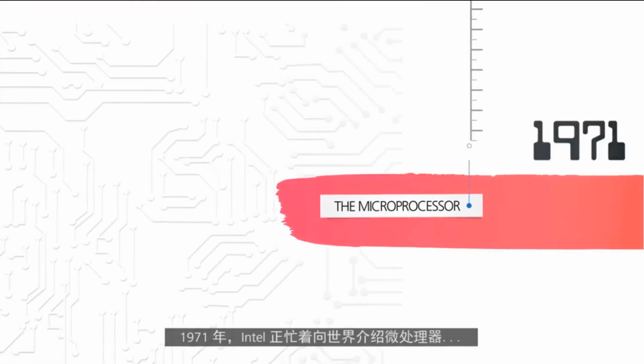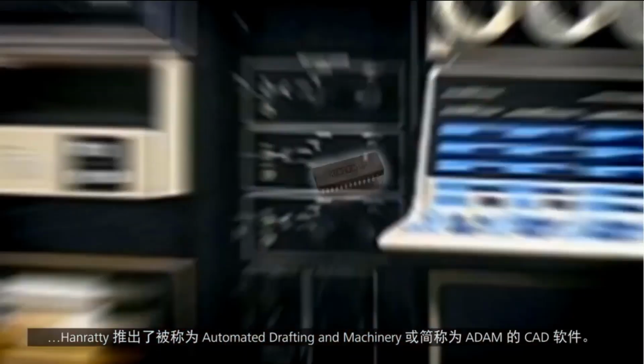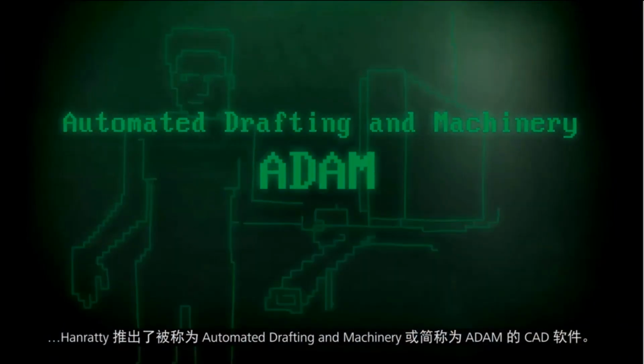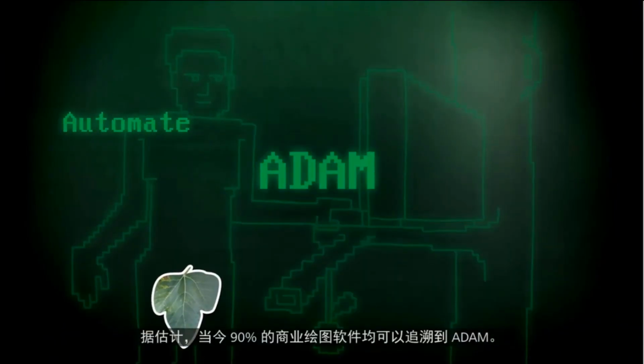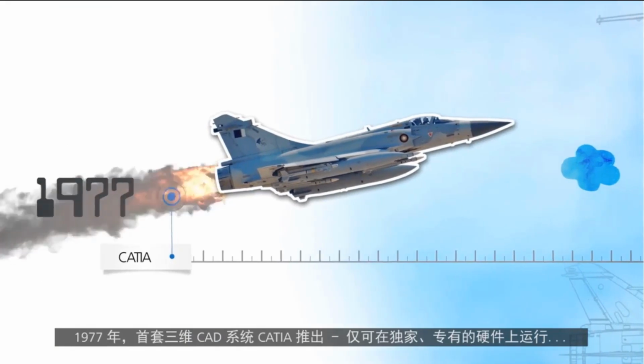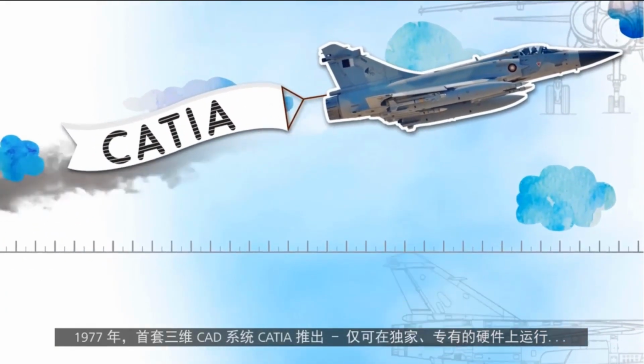In 1971, while Intel is busy introducing the microprocessor to the world, Hanratty introduces the CAD software known as Automated Drafting and Machinery, or ADAM for short. An estimated 90% of today's commercial drafting software can trace their roots back to ADAM. In 1977, CATIA, the first 3D CAD system, launches, running only on exclusive proprietary hardware.